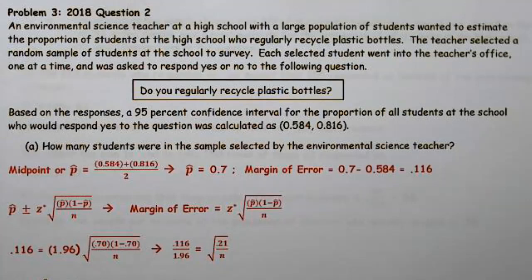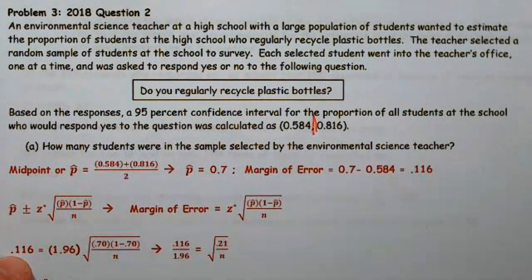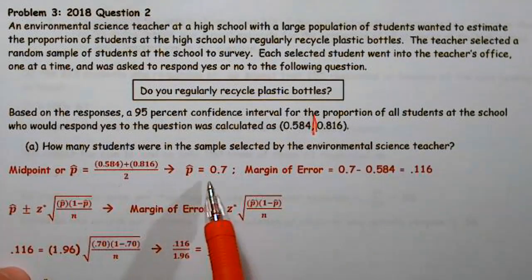Perfect. So they gave us this confidence interval. So how many students were in the sample? Well, first off, I write down my equation. This is what I need to know. I look and go, I need to know p hat. I don't know p hat, except I know that the statistic is always directly in the middle of any interval. So in this case, I add this and I add this, and I divide by 2, and I find out that I have a p hat of 0.07.